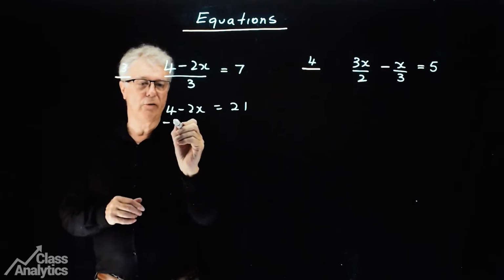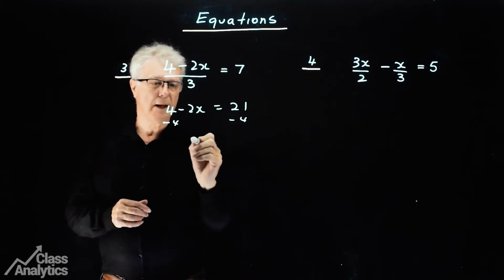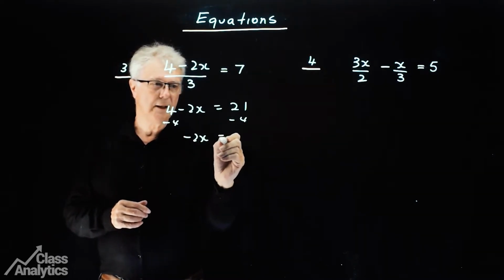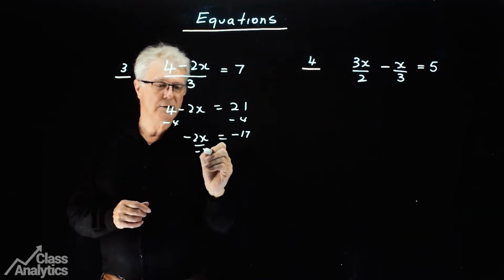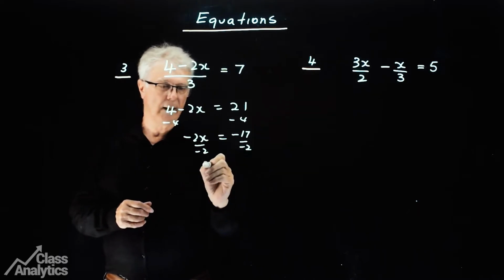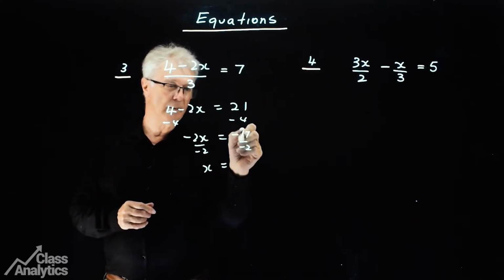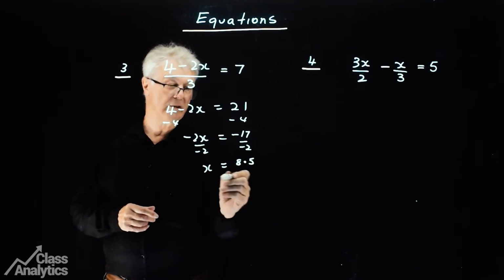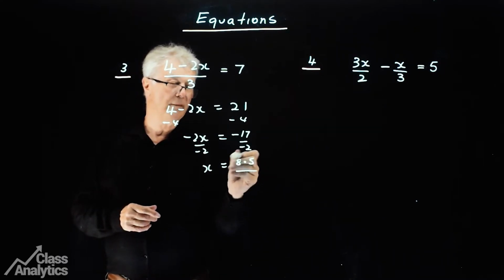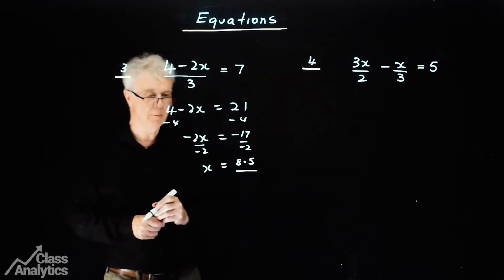Now I'll subtract the 4 from both sides. I get minus 2x is equal to minus 17. And divide by minus 2. And that gives me x equals, that'll be a positive, so that's going to be 8.5. Or some people just leave it as 17/2. I think that's okay, but I prefer to leave it in the decimal or fractional form.